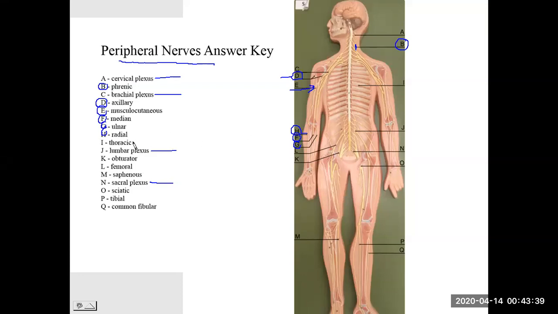So now moving on to thoracic nerves. There's just individual thoracic nerves between the ribs. There's no plexus, just the individual 12 pairs of thoracic nerves. So now getting to the lumbar plexus, we have the obturator nerve. So that's what we're seeing here. This positioning of the obturator nerve.